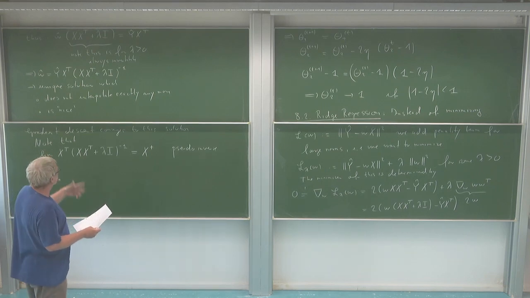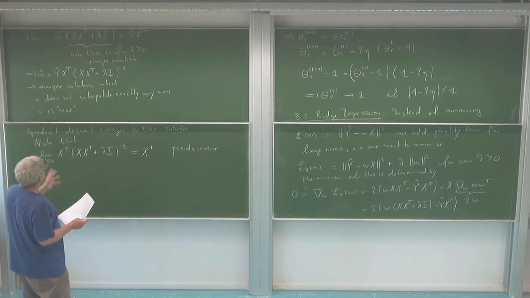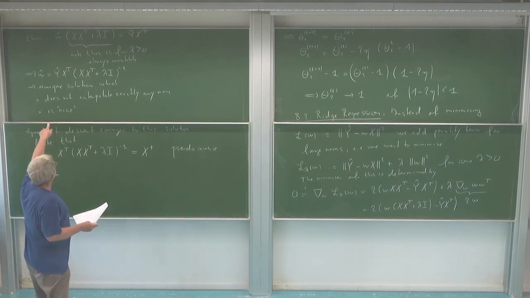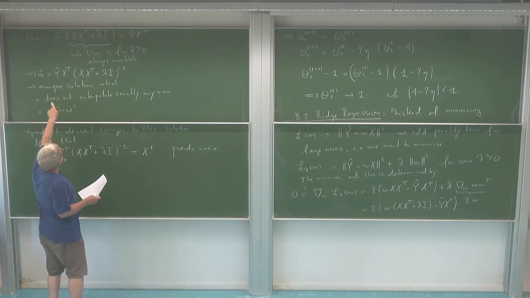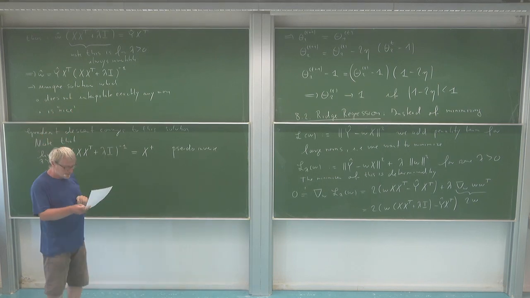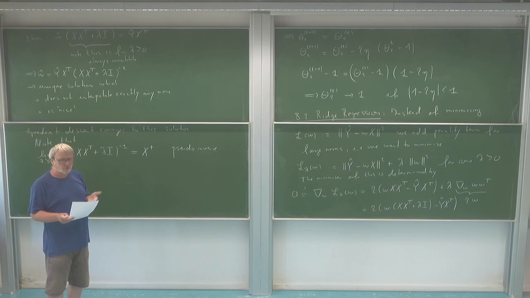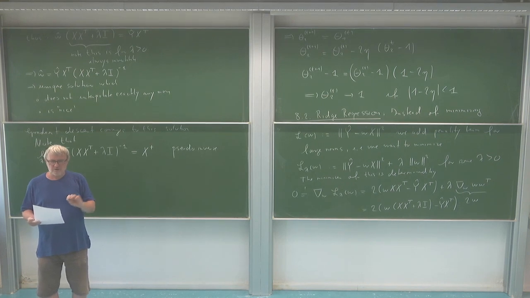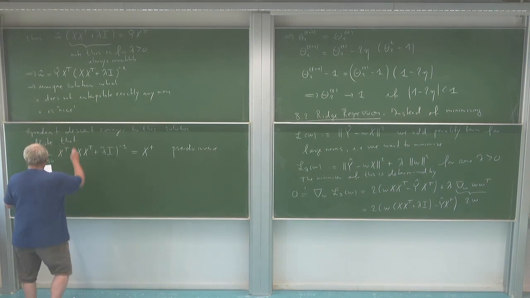From this you can also see that the solution which we get here, this ridge regression solution, converges for lambda equal to 0 to the best regression solution, the one which solves the equations exactly and which has the smallest norm. So everything fits together very nicely.